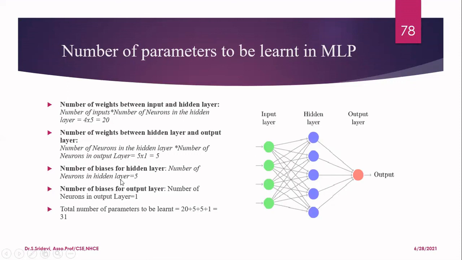Then, as I already told you, you have to consider bias also for the hidden layer as well as for the output layer. The number of neurons in the hidden layer is 5. Therefore, we will have 5 biases in the hidden layer. For every neuron, 1 bias will be associated. So totally 5 biases in the hidden layer. Then in the output layer, we have 1 neuron that will also have a bias associated with it. So totally in the output layer, we have 1 bias. So when you proceed with this problem, you have to compute 20 plus 5 plus 5 plus 1. That is nothing but 31 weight values you have to learn.